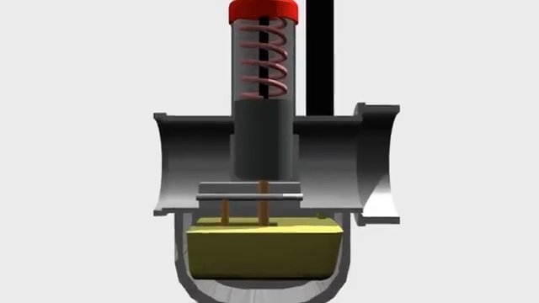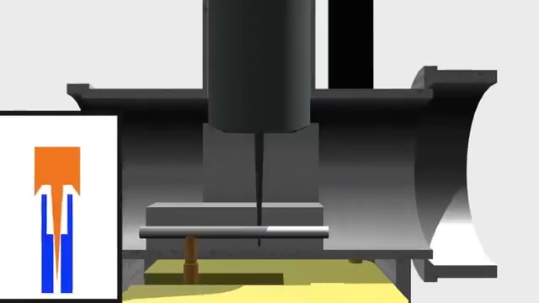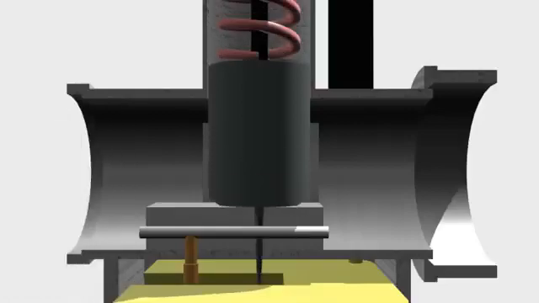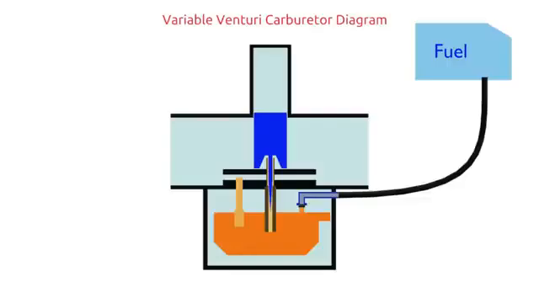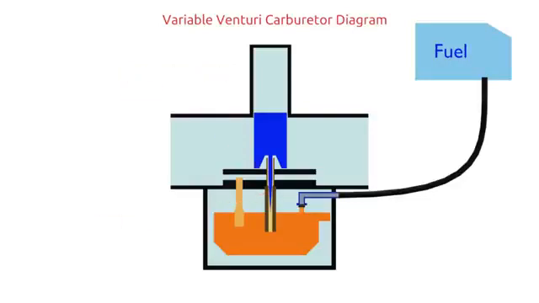The last, there is a needle jet. This is a pointed needle that adjusts the width of the main jet according to the piston position. So when the engine is idle, the piston is in the lowest position. It makes the venturi very narrow. And the main jet is also covered by needle jet. This condition forces air to flow through the idle air channel and fuel out through the pilot jet.